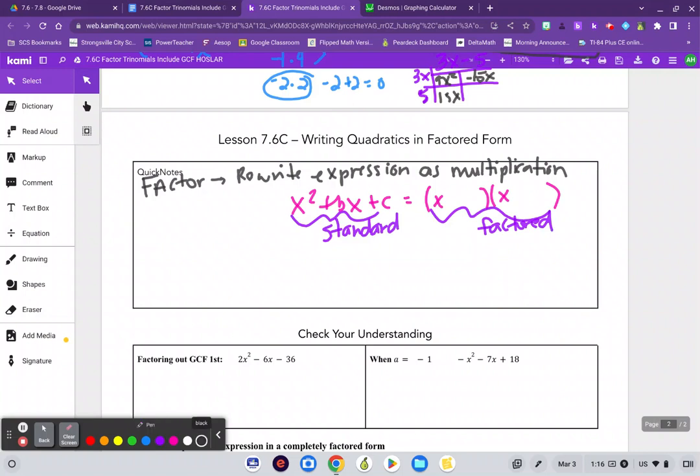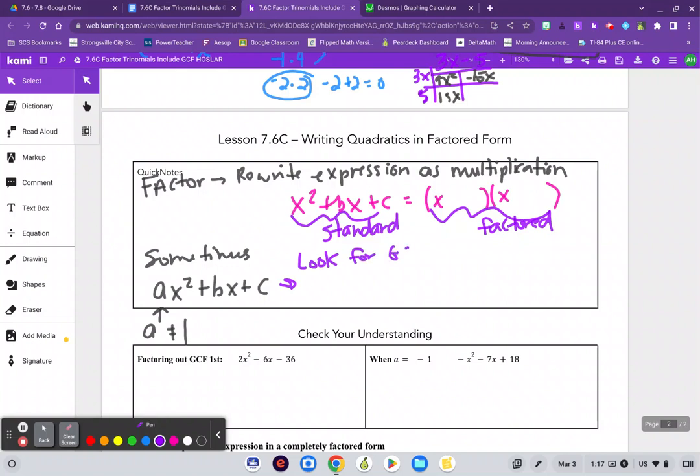The other thing that I want to comment on, though, is that sometimes there's a GCF. So sometimes you are given ax squared plus bx plus c, where that a value is something that is not equal to 1. So it doesn't just show up as x squared, but there's actually a number in front, okay? And so a would be the GCF, often, not always, okay? Which means that you're looking for a GCF. So we're going to just say look for a GCF.